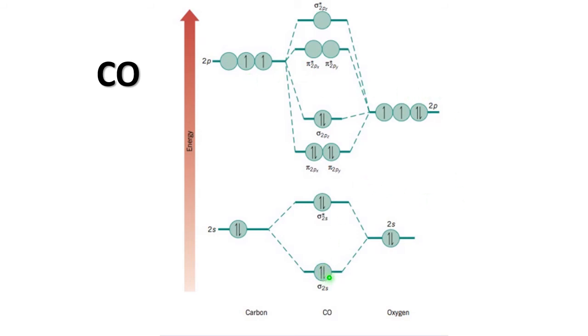As a result, we are filling the orbitals the same way as before. 1 pair on bonding orbital, 1 pair on anti-bonding, and then 3 pairs on bonding orbitals, sigma p and 2 pi p orbitals. Total bond order is 3. Electrons are closer to oxygen, so the molecule will be polar with more negative oxygen and more positive carbon.